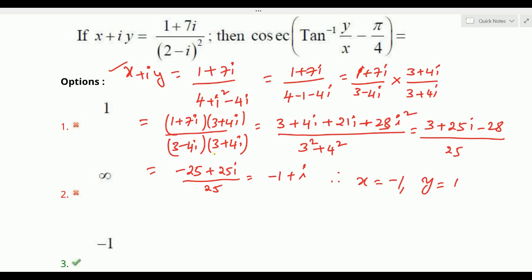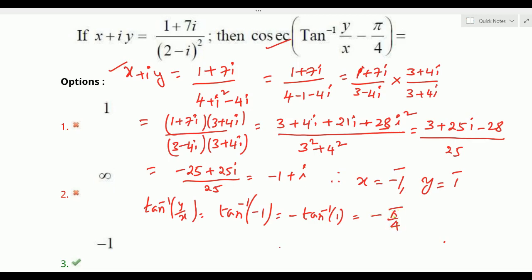Okay, now we want cosecant of tan inverse y by x minus pi by 4 కావాలి. ముందు tan inverse y by x ఏంటో చూద్దాం. tan inverse y by x result, that is tan inverse of y అంటే 1, x అంటే -1. tan inverse -1 అంటే minus tan inverse 1. అంతేనా? tan inverse 1 అంటే you know well pi by 4. Minus pi by 4 we got. tan inverse y by x is minus pi by 4 వచ్చింది.